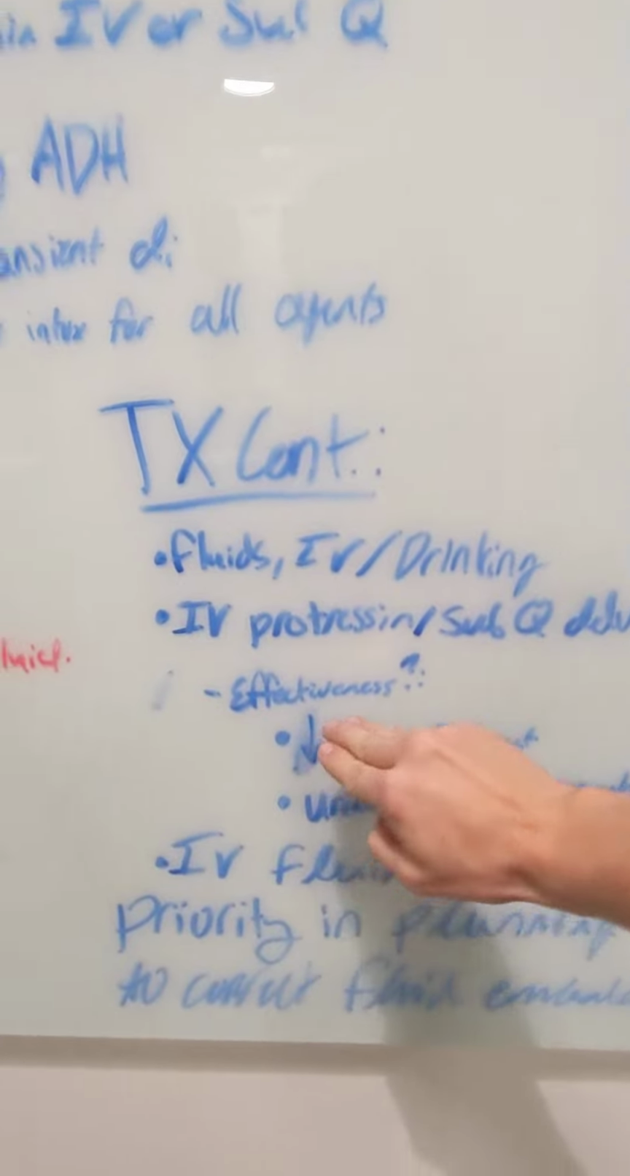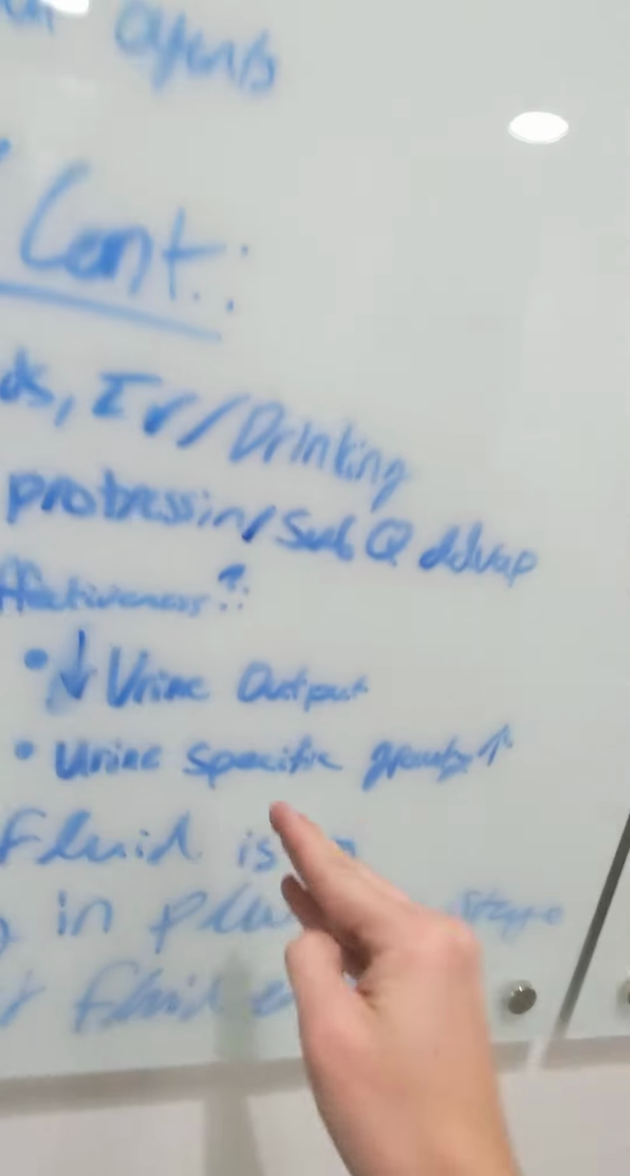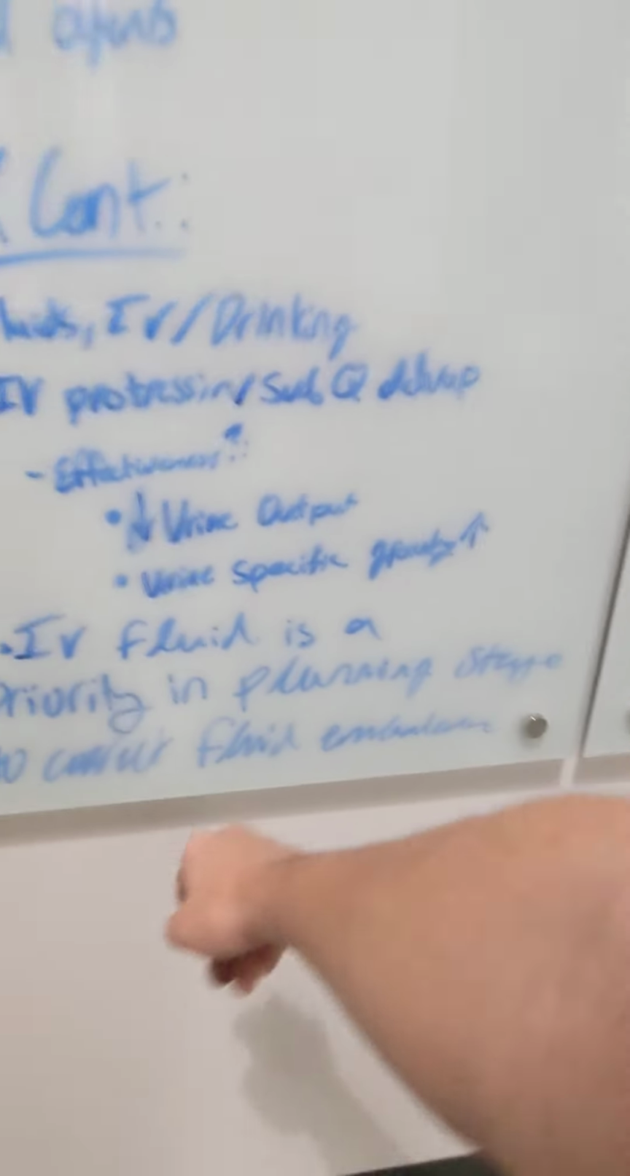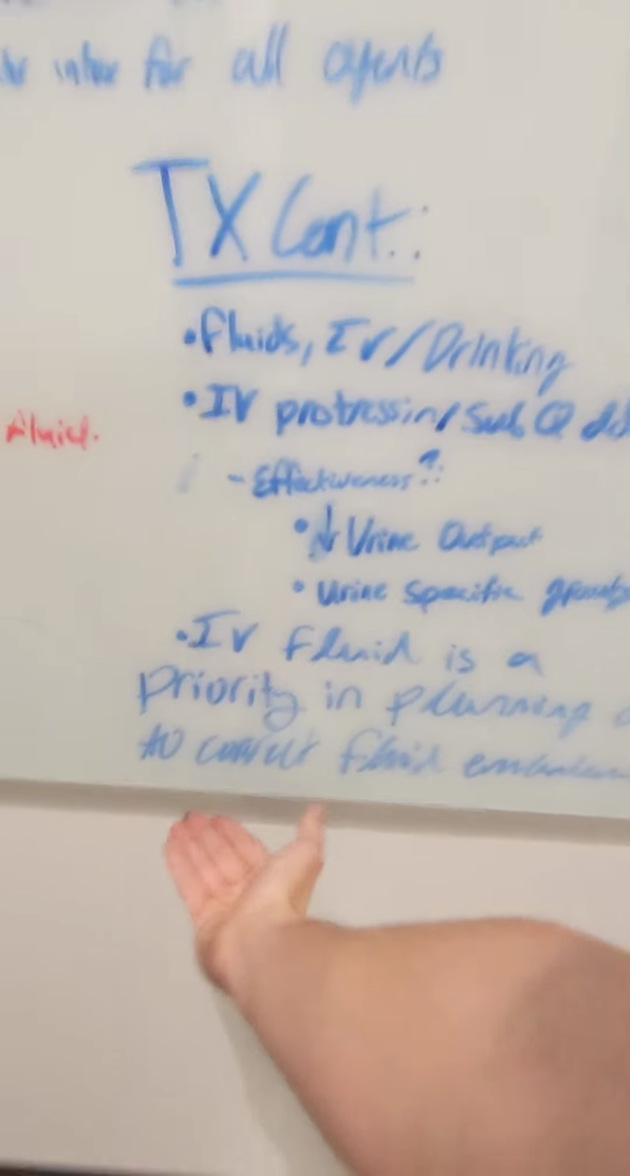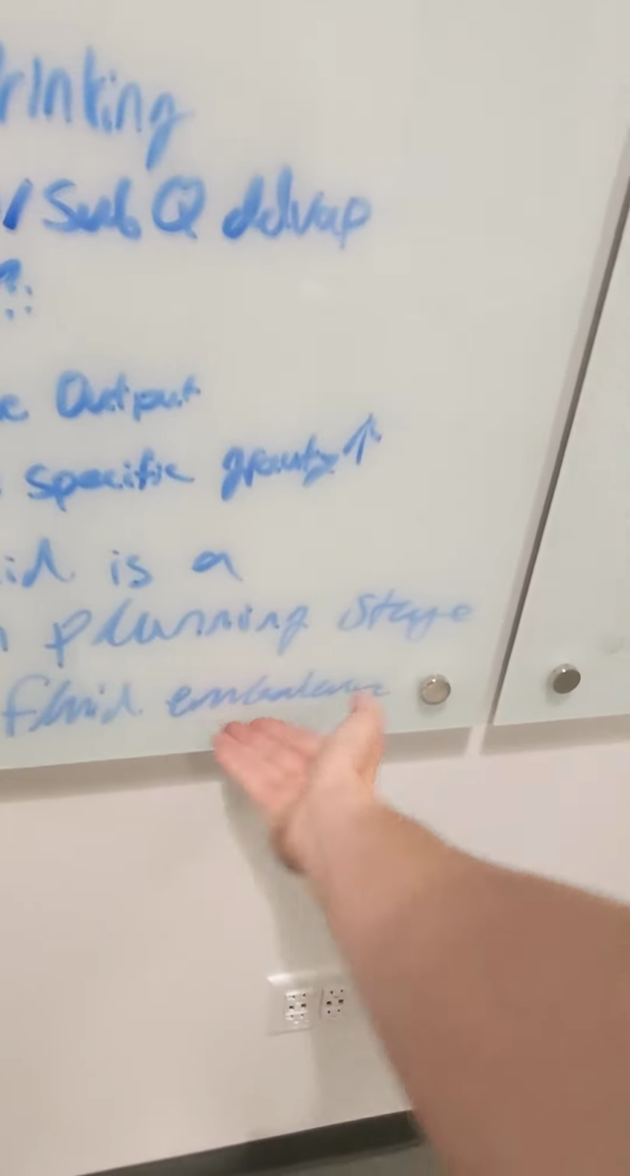How are we going to check the effectiveness? Like I said earlier, we're going to see a decreased urine output. Urine-specific gravity will increase. IV fluid is a priority in the planning stage to correct fluid imbalances.